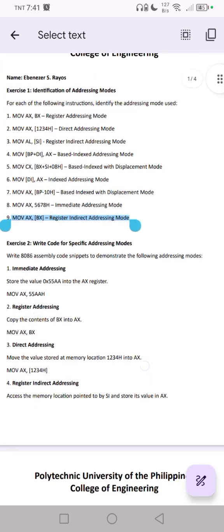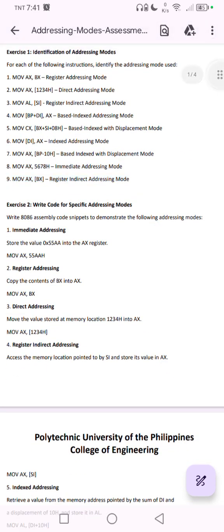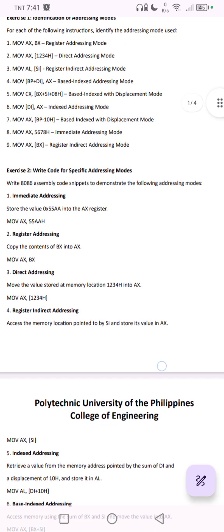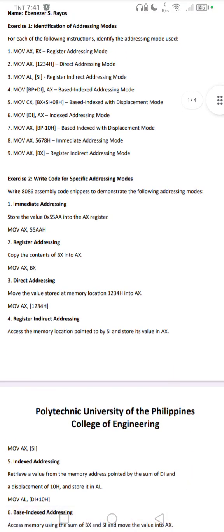Number 2, write code for specific addressing modes. Write sample code snippets to demonstrate the following addressing modes. This exercise involved writing code snippets, right? And number 1, immediate addressing.